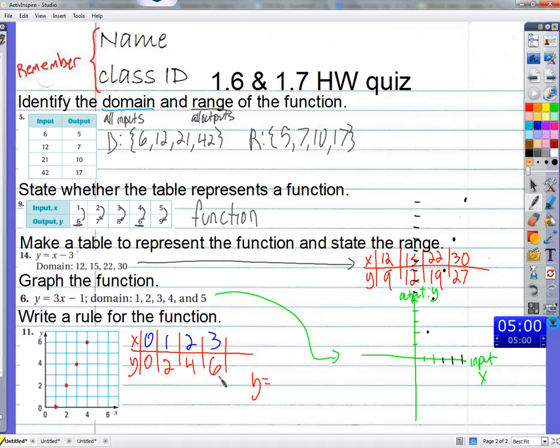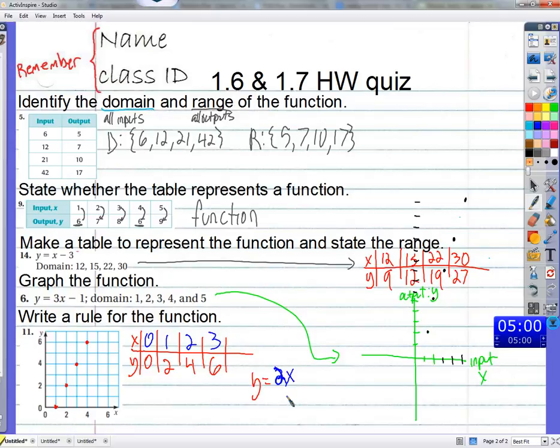Times 2. 0 times 2 is 0. 1 times 2 is 2. 2 times 2 is 4. 3 times 2 is 6. Okay, it's working. Right? It seems like it would keep working if we even had more points on this graph, right? So we think maybe it's 2 times x. That's great work.